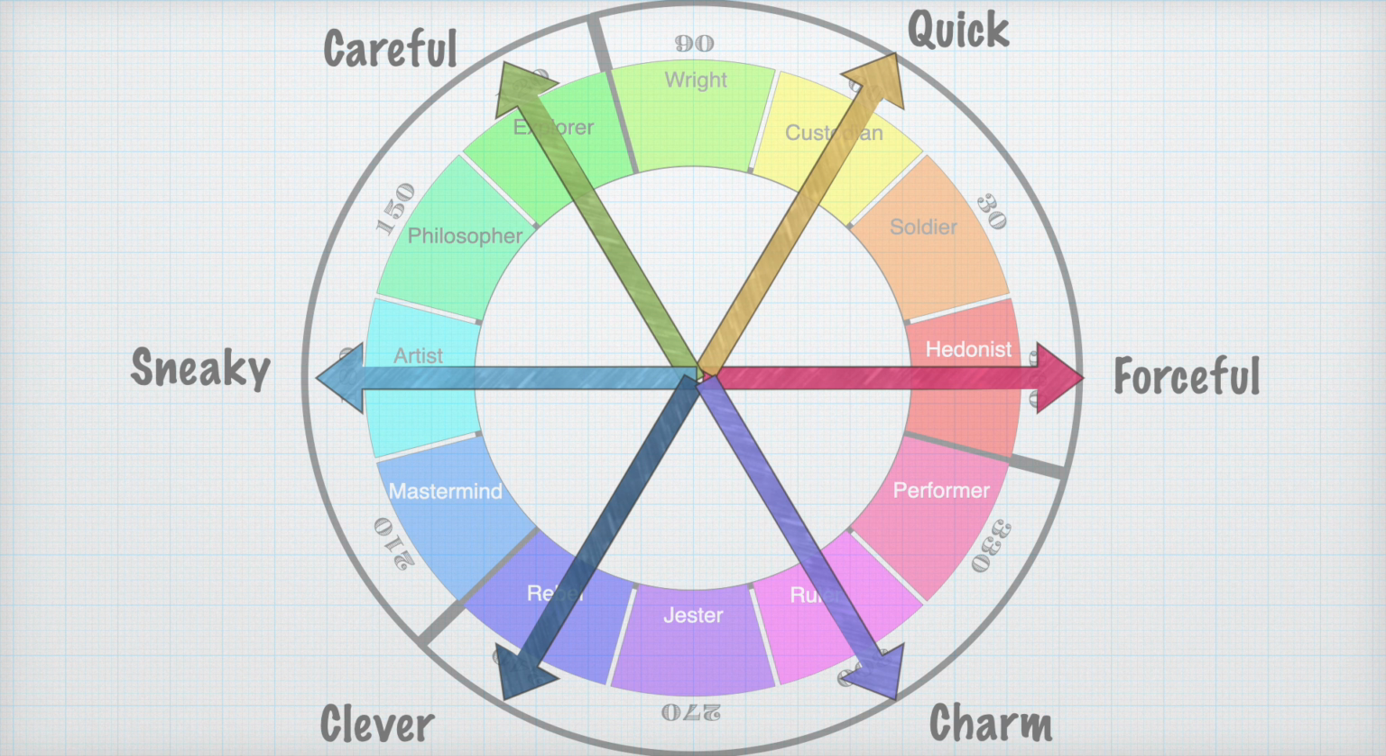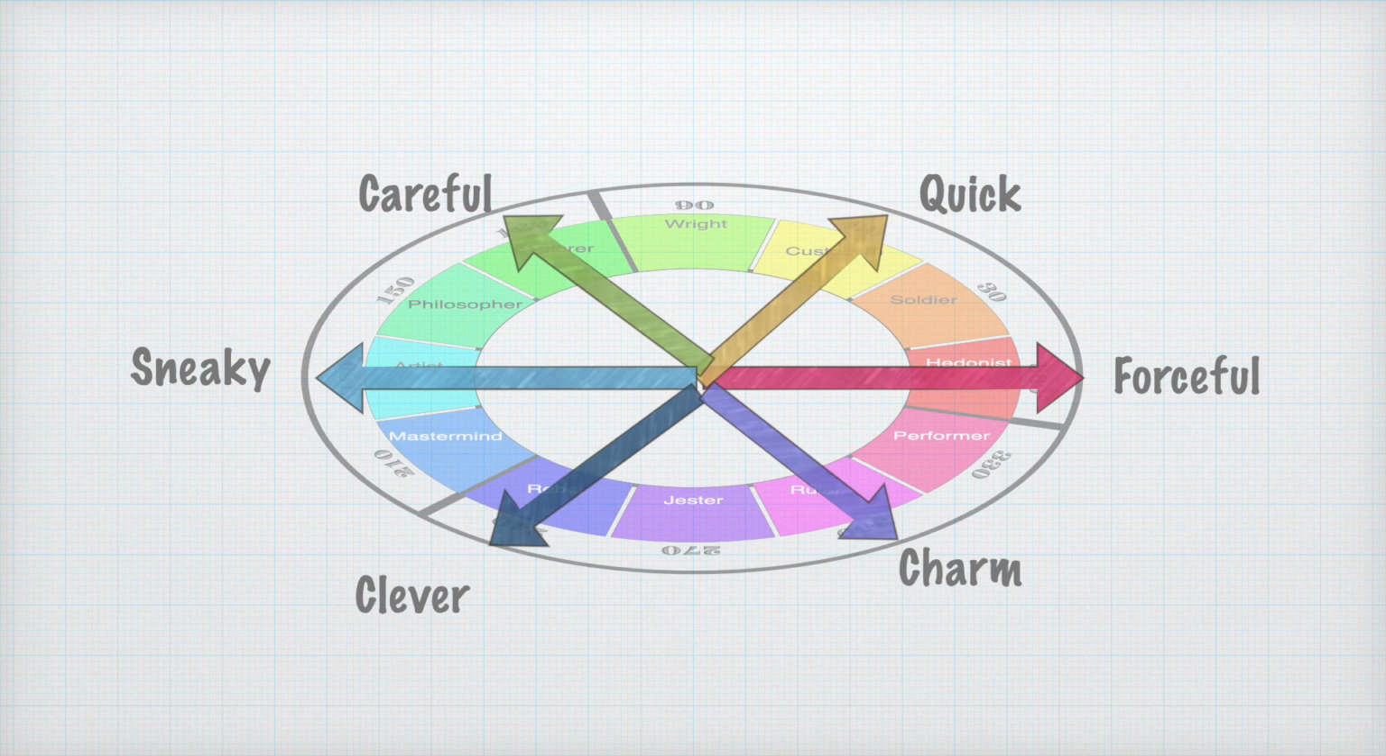We're borrowing the ones from Fate Accelerated. That's forceful, quick, careful, sneaky, clever, and charm. I have a full explanation in another video. But what we're going to do now is just think of those just like we did with emotion, and think of them as just being directions on a two-dimensional plane.